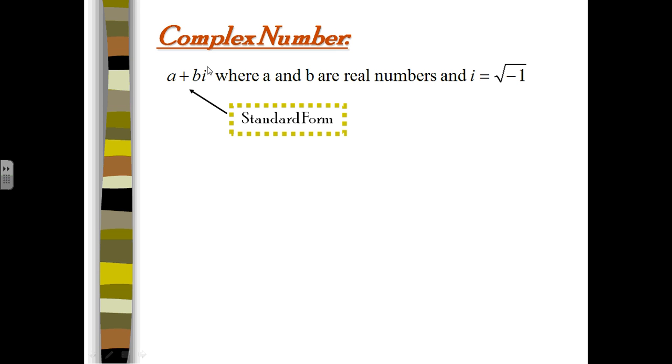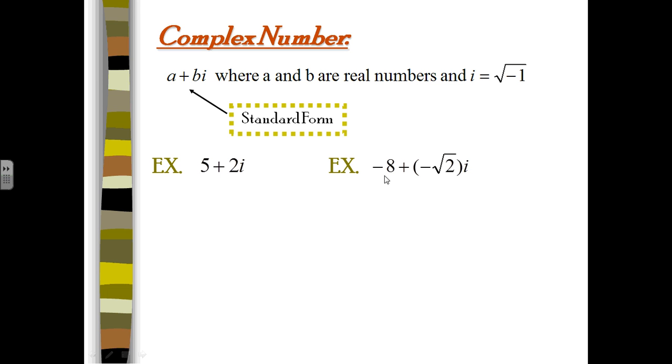So technically, this right here is considered the standard form of a complex number, and they're very, very picky about their standard form. So for example, this right here is a standard form of a complex number. It's very easy in this case to read off what your a and your b are. So a is 5, b is 2. Very clear.